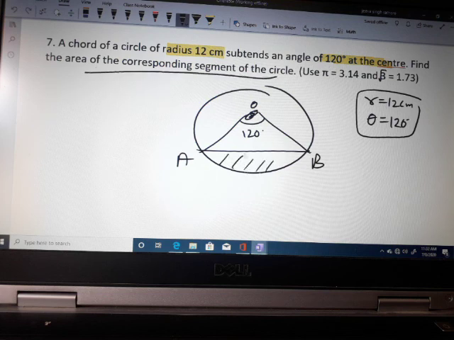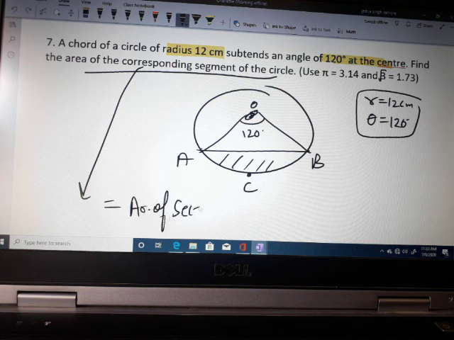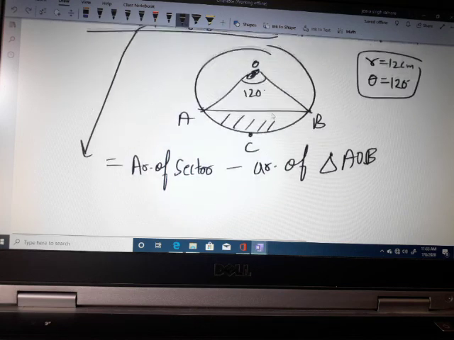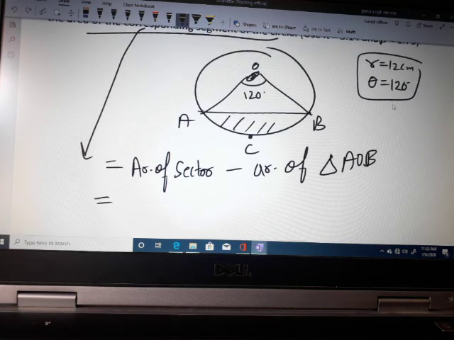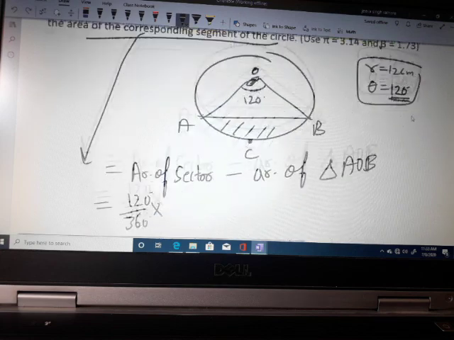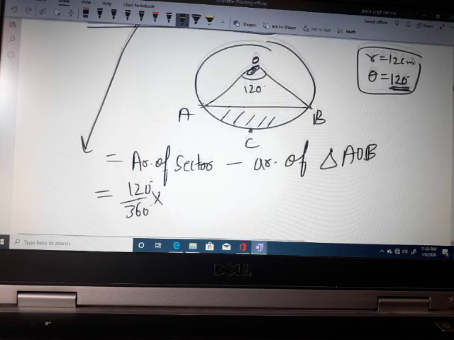You have to find the area of triangle AOB and the area of the sector. You have to subtract area of sector minus area of this triangle. So you will find the area of the corresponding segment equal to area of sector minus area of triangle AOB. I am putting the values here. Area of sector equals theta upon 360 degree into pi r squared. Theta is here 120 degree. Pi is given as 3.14 and root 3 as 1.73. You just have to put the values and you will get the answer.